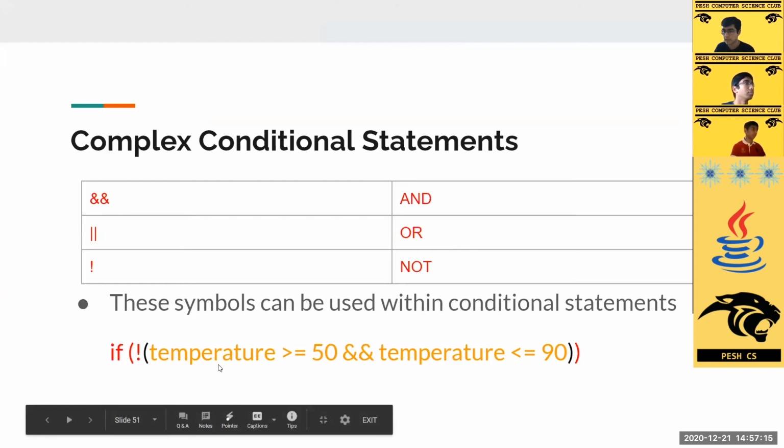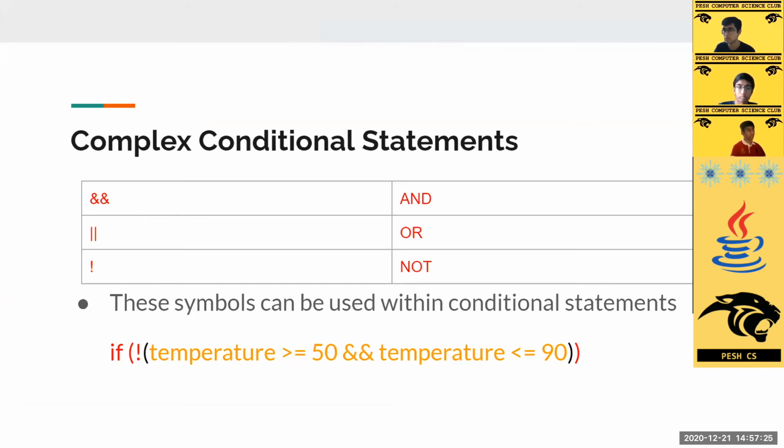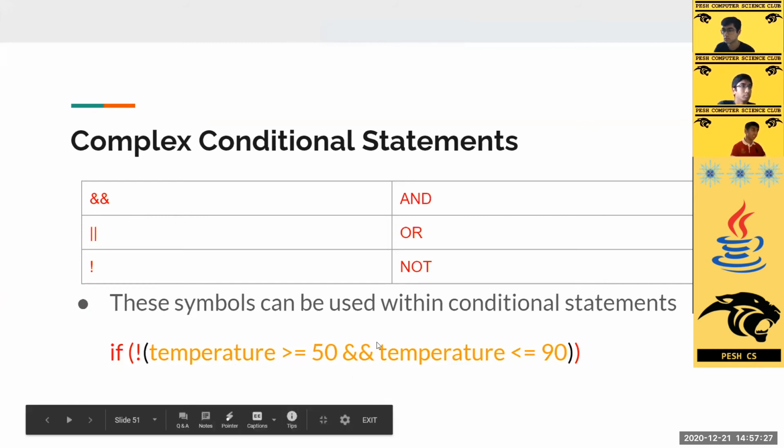So we have our variable called temperature, and we're checking if temperature is greater than or equal to 50. That's one conditional statement, and it can return true or false. Then I'm using and, which is like an and sign. Let's look at our other conditional statement: is temperature less than or equal to 90? As you can see, both of these will return true or false.